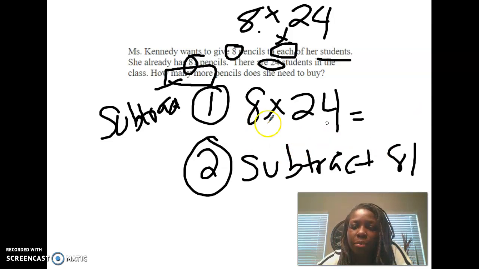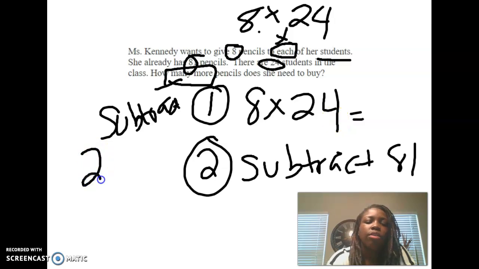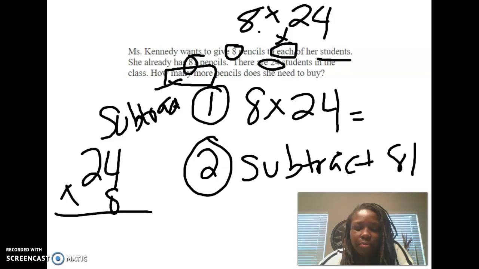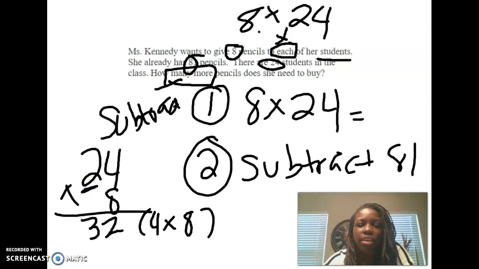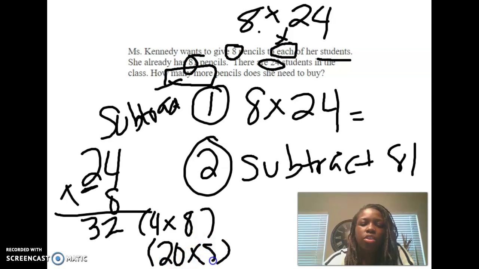So let's do our first step. Let's multiply 8 times 24. We're going to do it the standard way, the vertical way. So what do we do first when we multiply? Good, 4 times 8. 4 times 8 is 32. All right, and then we're going to multiply. This is not a 2. How much is that worth? Good, a 20. So 20 times 8. 20 times 8 is 160. So when I add 160 plus 32 up, what will I get?